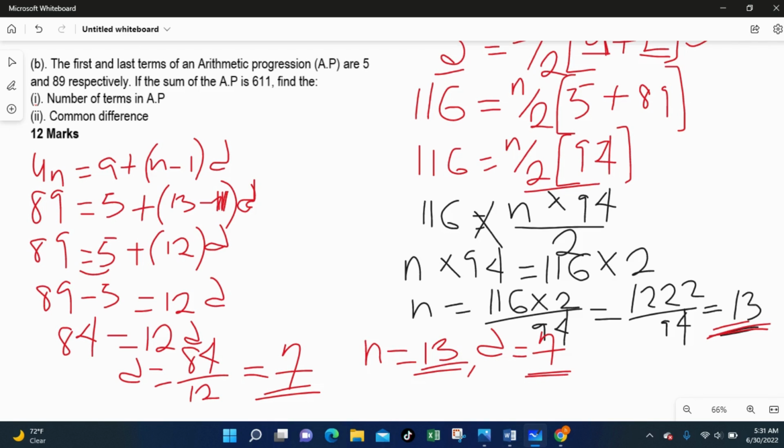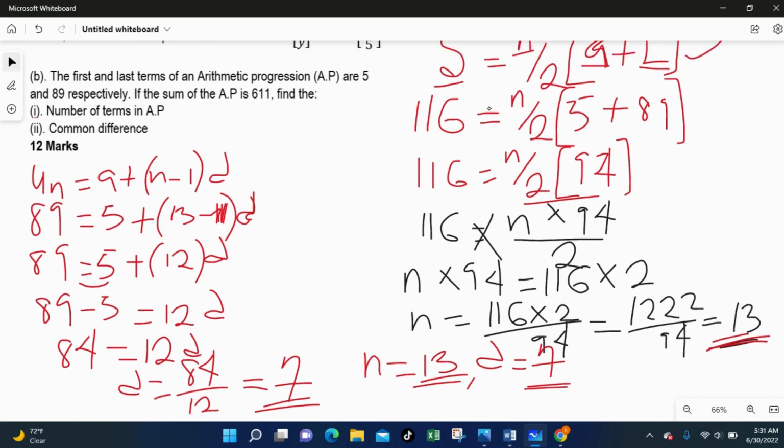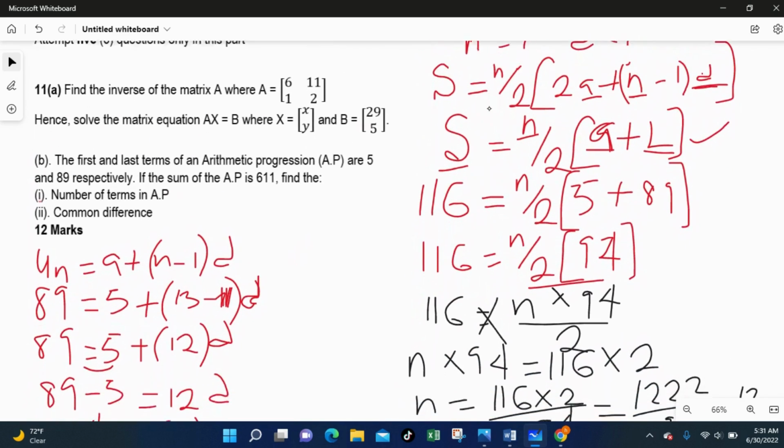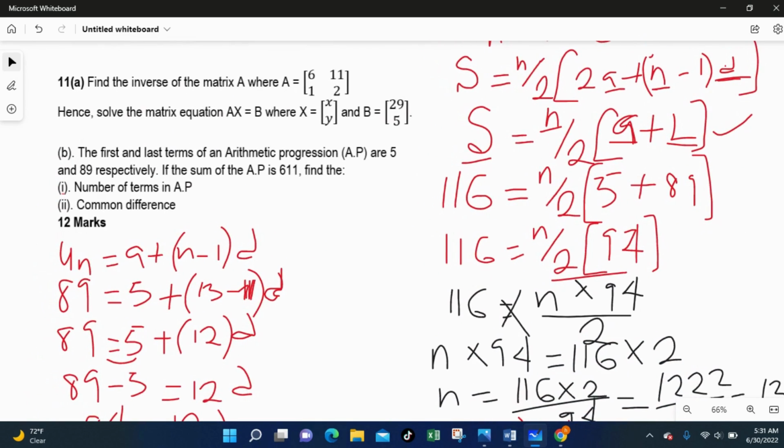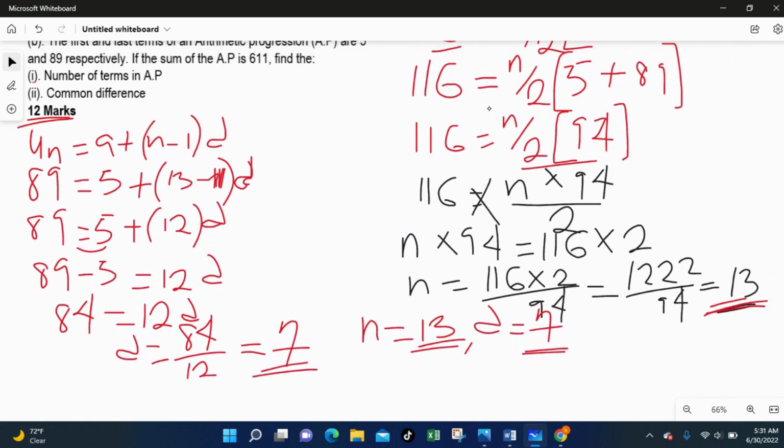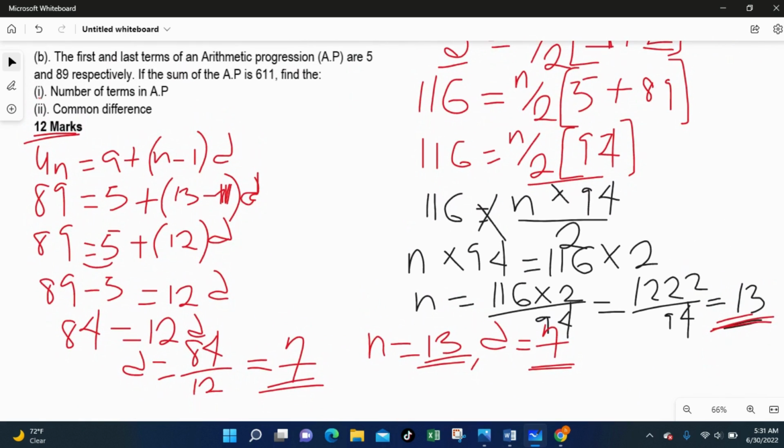And mind you, I told you last time, if you are able to solve this first question and this final question, you have your 12 marks smiling at you as you go. These are easy questions you can use to easily grab your 12 marks and off you go as you solve this question.